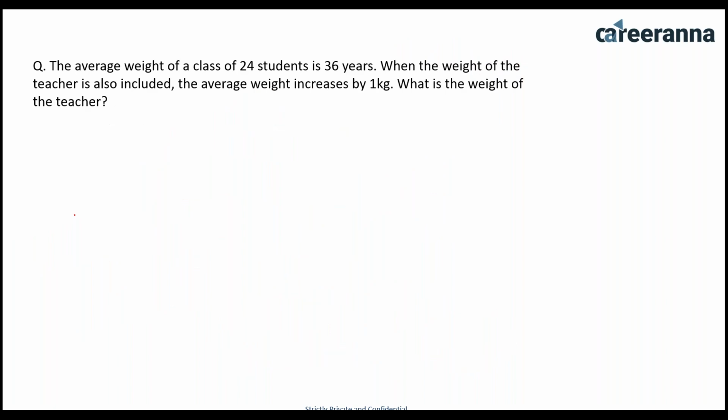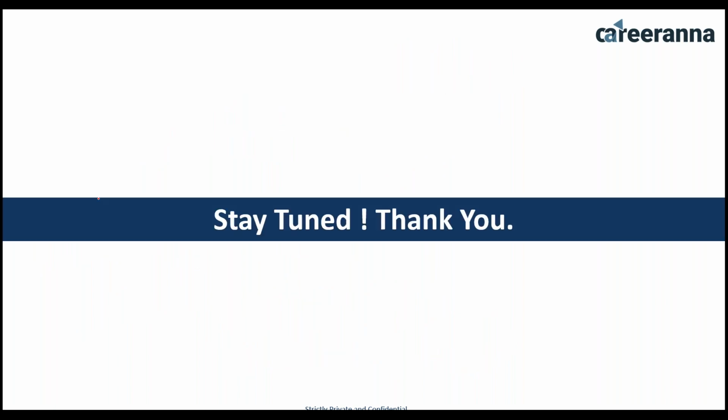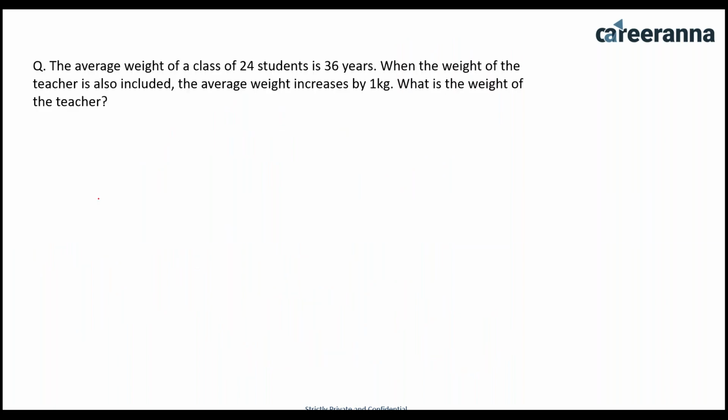Okay, next question. Guys, this is the last question in this session. Please be very quick. The average weight of a class of 24 students is 36 years when the weight of the teacher is also included. Guys, please be very quick because we have only 4 minutes left. This session is going to end.